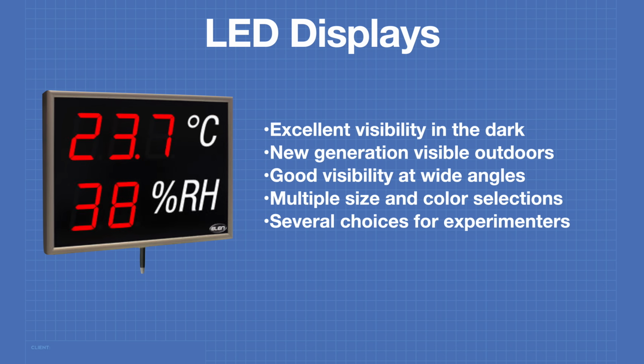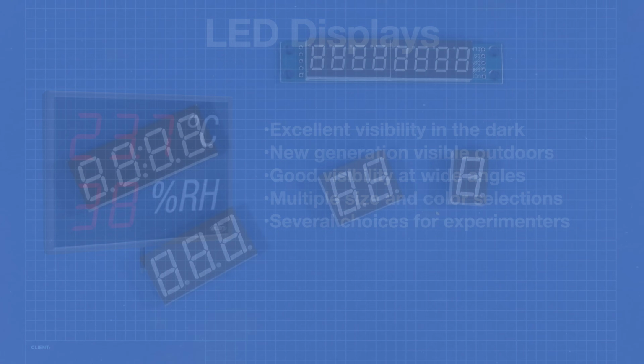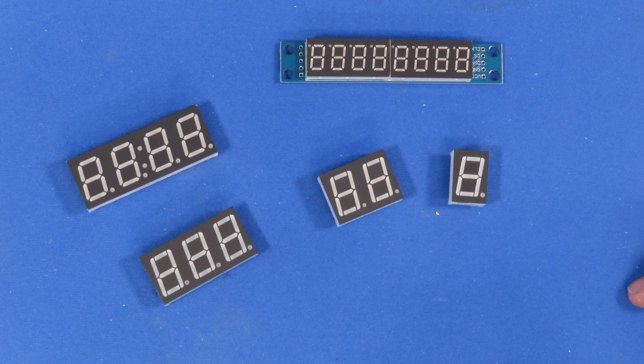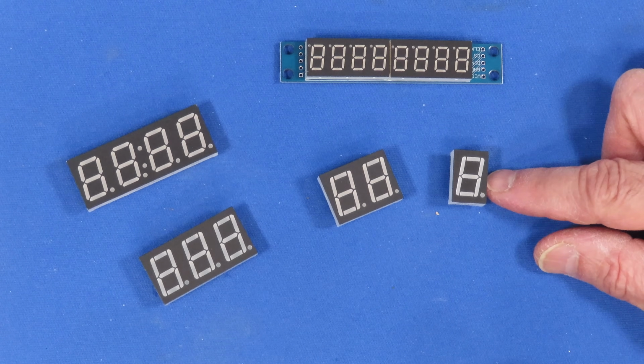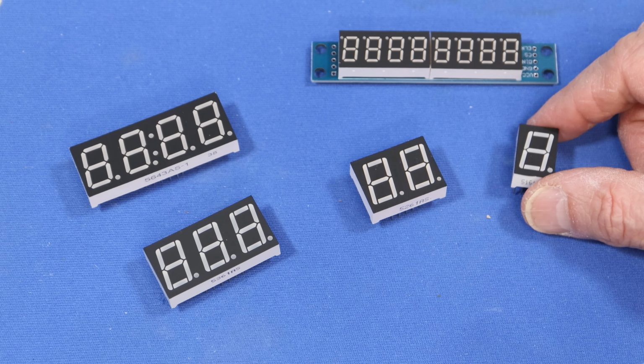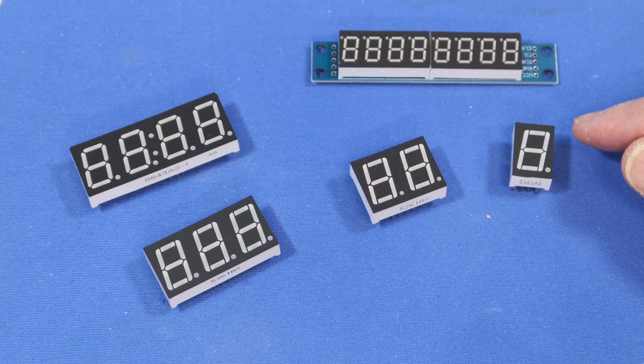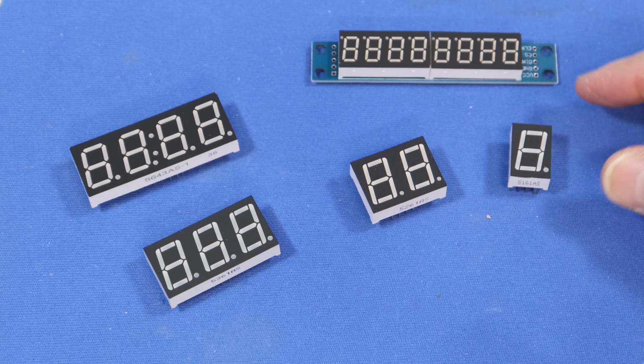So let's start working with LED displays. Here are a number of 7-segment LED displays, many of which we are going to be working with a little later on today in this video. This first one is an individual display, and like all of the displays, it's got the 7-segment character, plus it's got a decimal point.